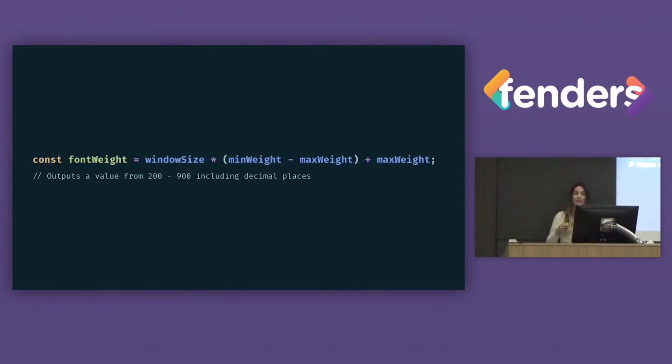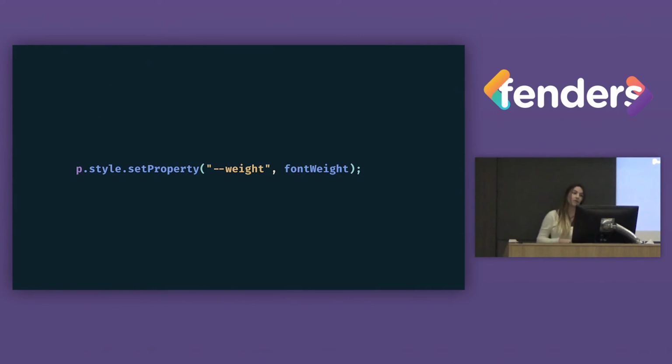Then we take that new window size and we multiply that by the minimum weight minus the maximum weight, and then we add the maximum weight on. So that'll be 200 minus 900 plus 900. Once we have that, that will give us a value from 200 to 900 matched to the viewport size. And then the last step is you update your CSS in some way.